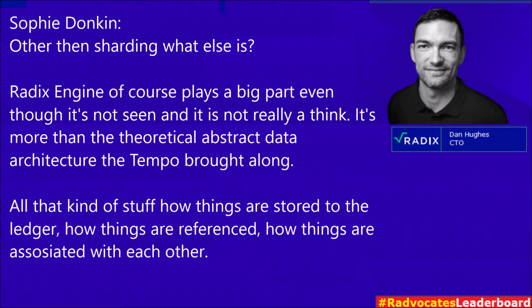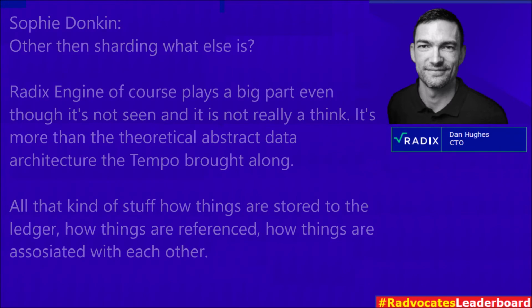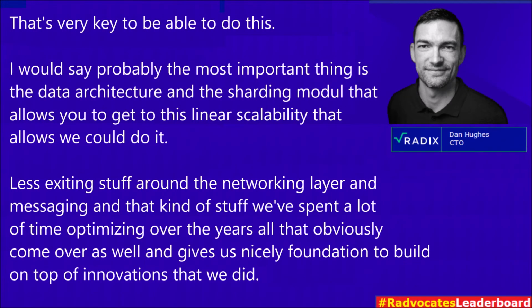So the Radix engine, of course, plays a big part, even though it's not seen and it's more of a theoretical, abstract thing. All the data architecture that Tempo brought along, how things are stored to the ledger, how things are referenced, how things associate with each other, that's very key to being able to do this. I would say probably the most important thing is the data architecture and the sharding model that allows you to get to this linear scalability, because without them, you just couldn't do it.